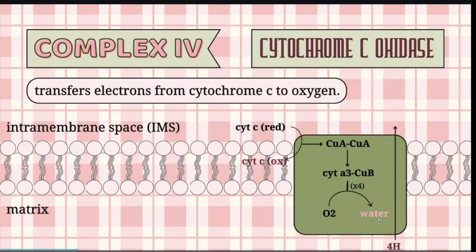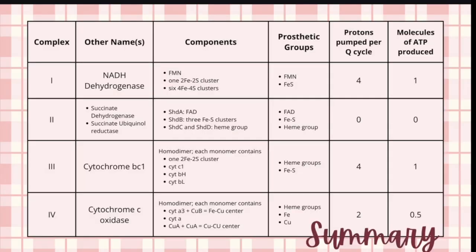Is the iron-copper center the same as A3 and copper B? Yeah. The iron-copper center is made of cytochrome A3 and copper B. Do you guys have any questions? Because we finished the complexes. So this is just a summary for you guys to recap if you want to look back on it later.